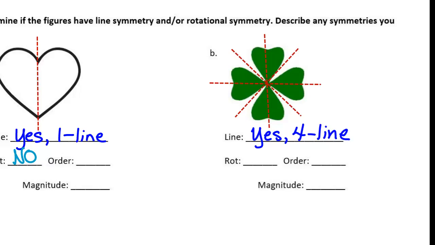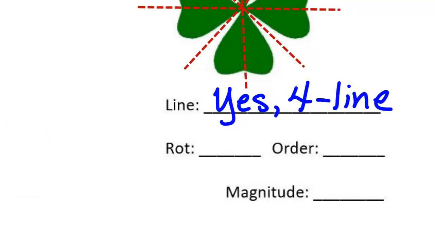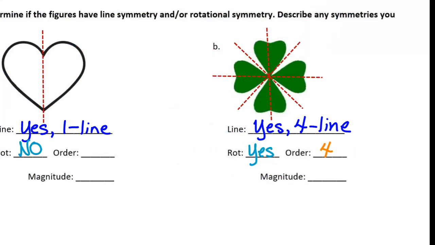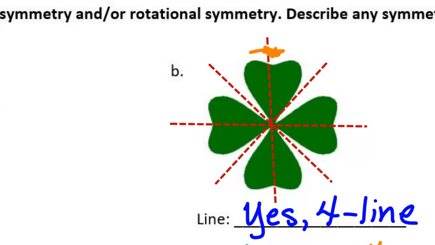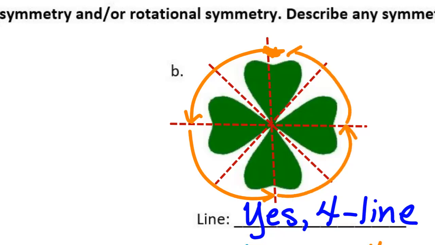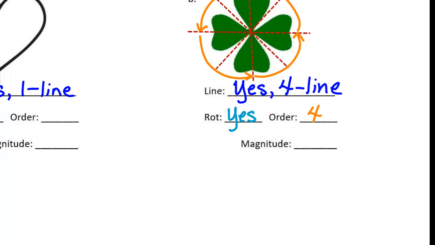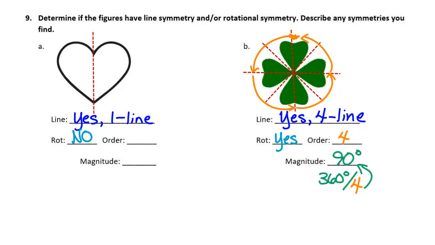Do we have rotational symmetry with this? Yes. With what as the order? 4. If I start with this leaf right here, we can come 1, 2, 3, back to the beginning. And so my magnitude would be what? 90 degrees. 360 degrees divided by my order, which is 4. And that gets me my magnitude.